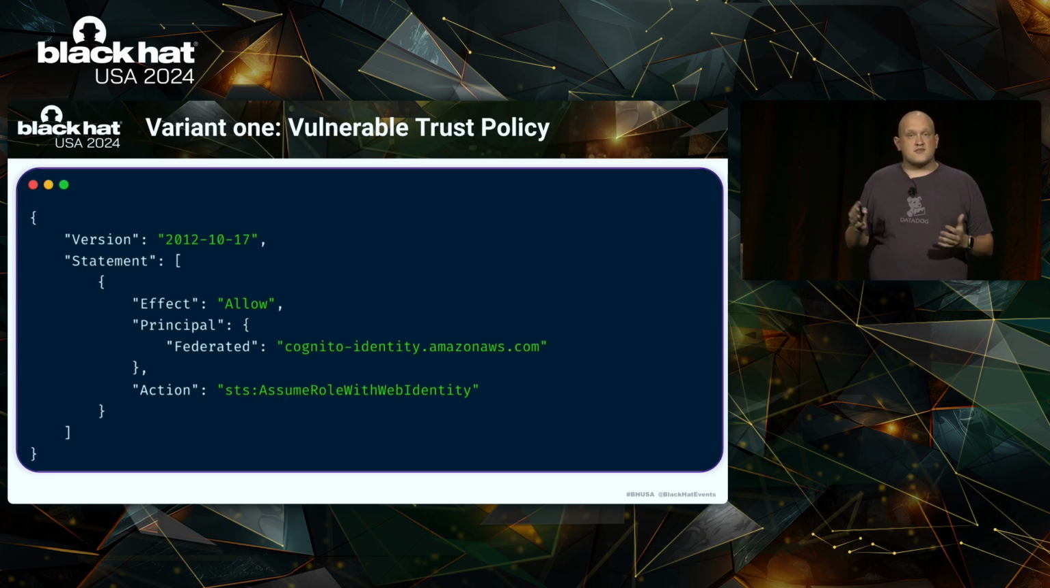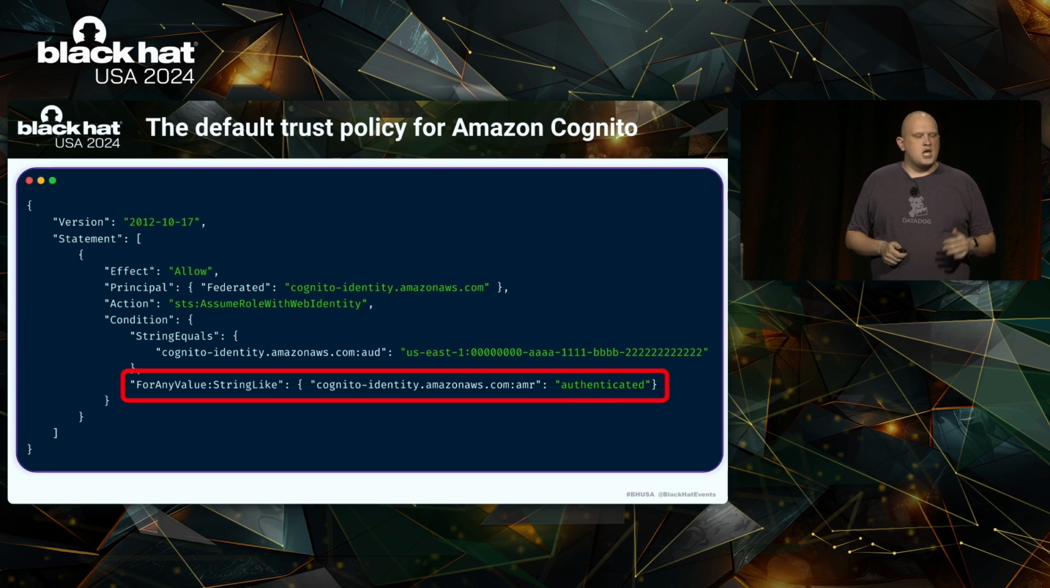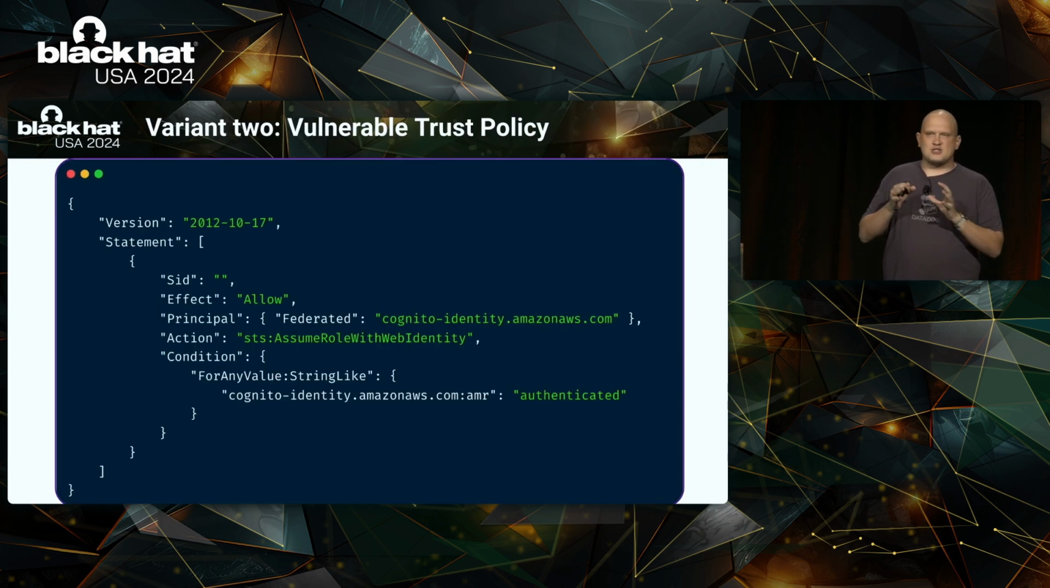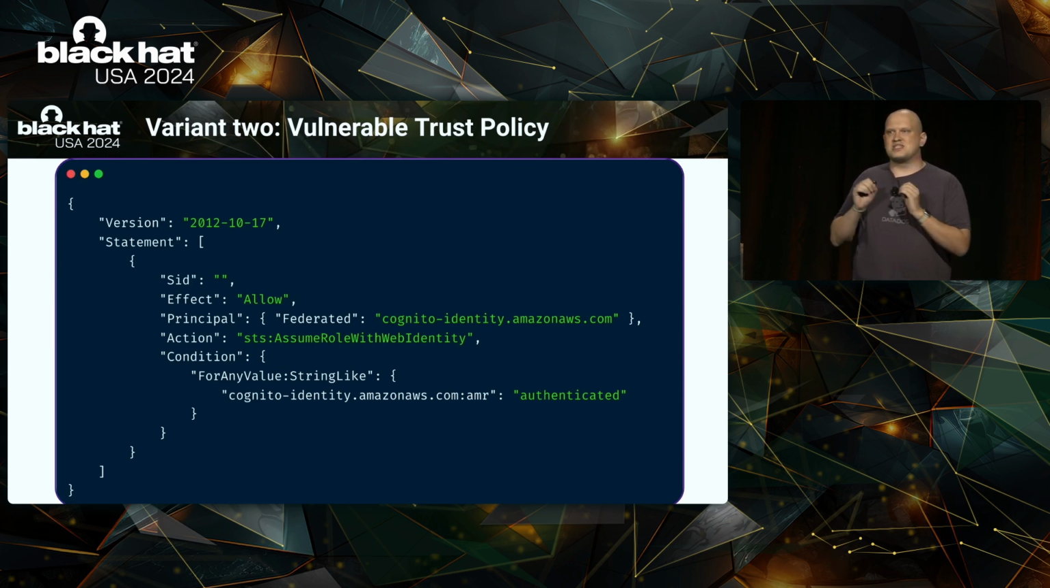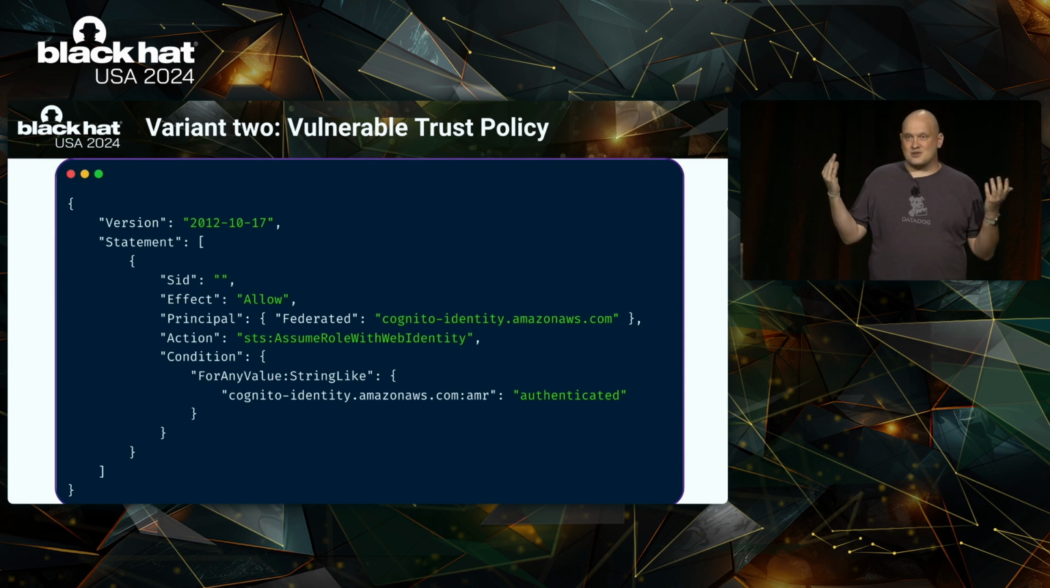The reason we're referring to this as variant 1 is because there's a variant 2 as well. You might have noticed when I showed the default trust policy, there's actually 2 conditions. This second one is the AMR condition, or the authentication methods references. And you might wonder, could we assume a role that had this condition set? And it turns out we absolutely could. All this condition is doing is checking that you are authenticated to an identity pool, not that you are authenticated to a specific identity pool. And because we can just create our own identity pool, we can configure it however we like, and so we can set up that authentication piece to satisfy this condition. So for our purposes today, we're going to refer to this as the variant 2 vulnerable policy.